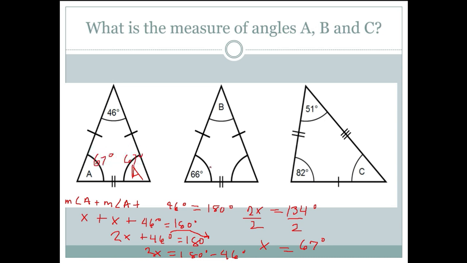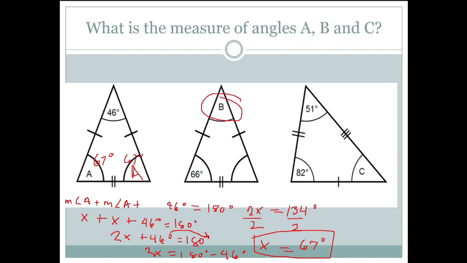Alright, we can check that by adding 67 plus 67 plus 46, which is equal to 180 degrees. Actually, this is algebra, right? I've shown a solution which is algebra. You can also just subtract 46 first from 180 and then divide it by 2, because you have two angles that are missing and they are equal. So the same thing that you could do for this angle B. I'll leave angle B to you.